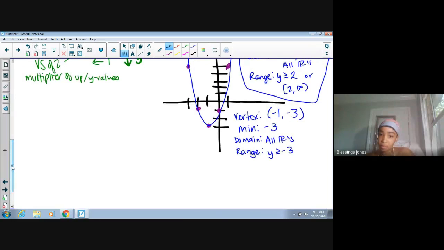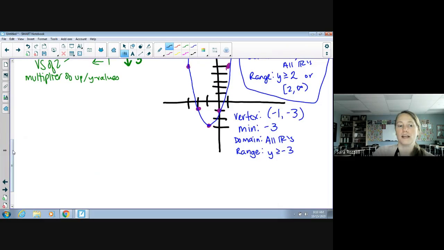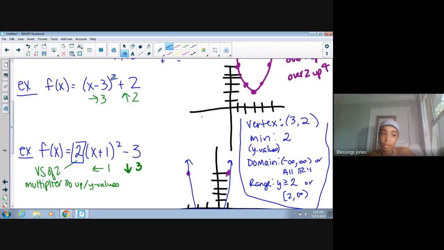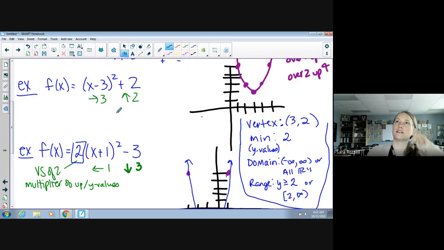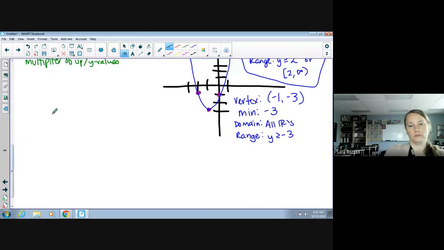The two graphs that we did, those were standard? These are written in vertex form because you can look at them and see what the vertex is. Yeah. So the first thing we have to do before we can switch them from one form to the other, we have to know how to find our vertex if we're in standard form.